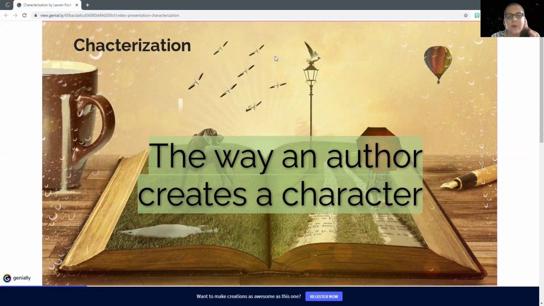Characterization is the way an author creates a character. So within each piece of fiction that we read, we are going to have a main character or main characters. And the author is going to give us information and present information about that character in two different types of ways. One being direct characterization, the other being indirect characterization. And the two are very important to helping us understand what the character is doing, kind of the motivation behind their actions, how others think of them. It's really going to help us to get to know those characters throughout a story.